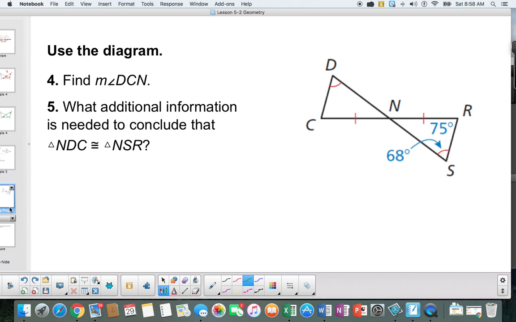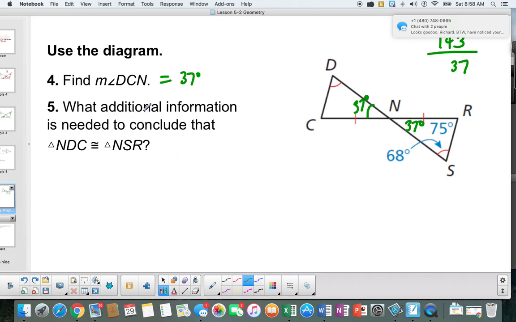Okay, we're going to use the diagram to find angle DCN. So we want to find this angle. And I'm going to use the third angles theorem. I know that this adds up to 143, and when I subtract from 180, that's going to be 37. So this angle is 37. This angle has to be 37. They are vertical angles. So this is 37 degrees.